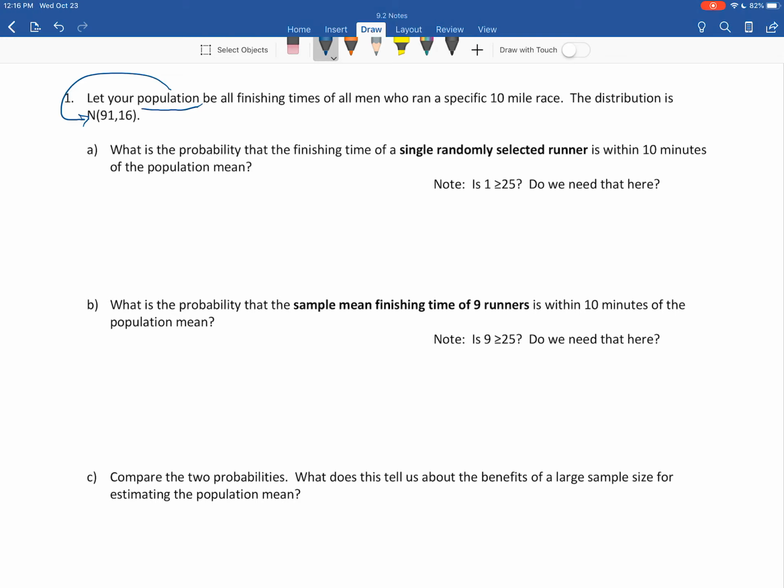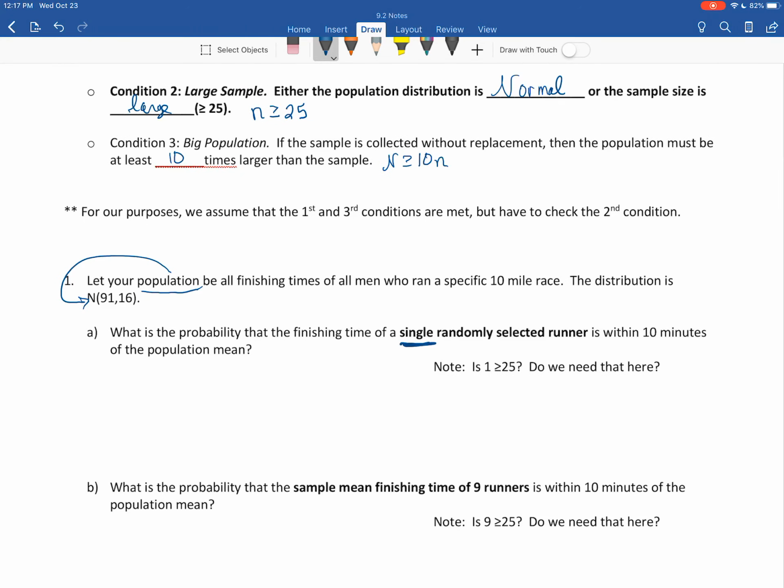First question is, what is the probability that the finishing time of one randomly selected runner is within 10 minutes of the population mean? Okay, so what we have to check is, was that a large enough sample? The sample here was 1. They took one random man and looked at his finishing time, and we want to calculate a probability. So is 1 greater than or equal to 25? No, it's not. But do we need that here?